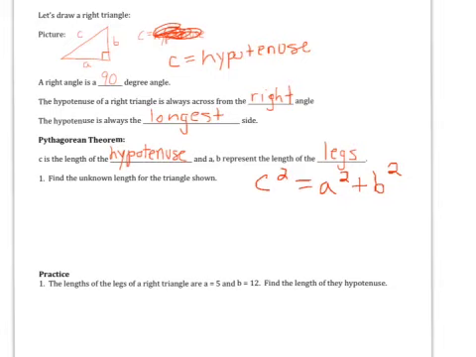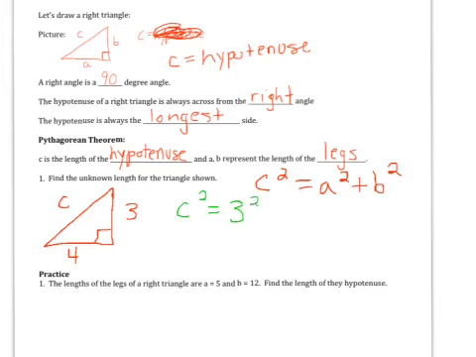So, let's say I have a triangle, and I know that the length of one of the legs is 3, and I know that the length of the other leg is 4. And we want to find the length of the hypotenuse. We don't know it, so we'll just call it C. So I'm going to use the equation C squared equals A squared plus B squared to help me.